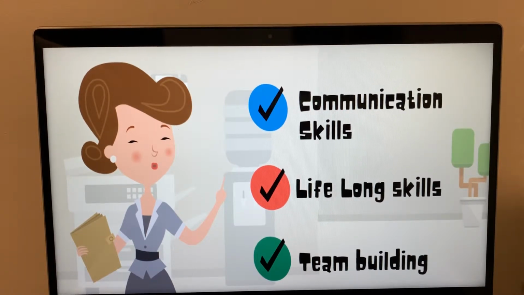And think about what you have to do when you work with your team. You have to come up with problems and solutions together, and being able to do this from elementary school on is a great thing to teach them.